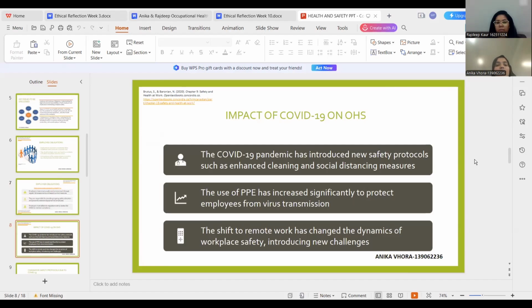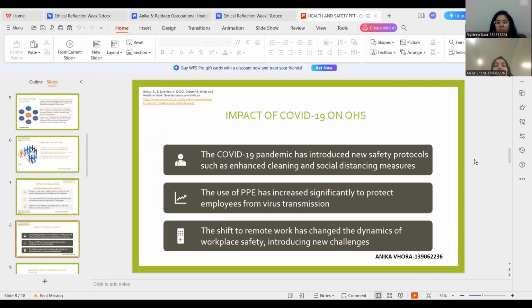Next slide is about the impact of COVID-19 on OHS. First of all, the COVID-19 pandemic has significantly impacted occupational health and safety. New safety protocols have been introduced, such as enhanced cleaning and social distancing, which prevent the spread of the virus at occupational sites. And the use of PPE has increased significantly to protect employees from virus transmission.